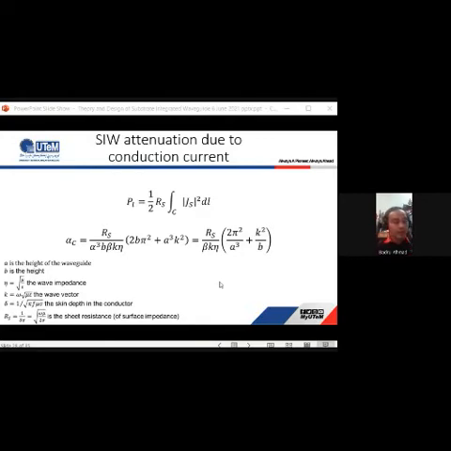Another key point in the conduction losses experienced by SIW is linked to the roughness of the surface, which appears due to the fabrication processes. This roughness decreases the effective conductivity of the metallic walls and subsequently increases the losses. This observation is of crucial importance for the design of the SIW, as they are integrated on a very thin substrate. In this case, the contribution of the conduction losses to the global attenuation is predominant. Okay, next.